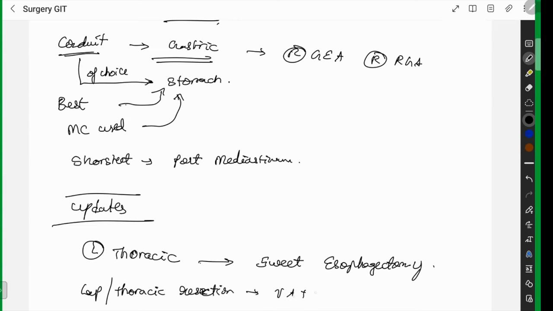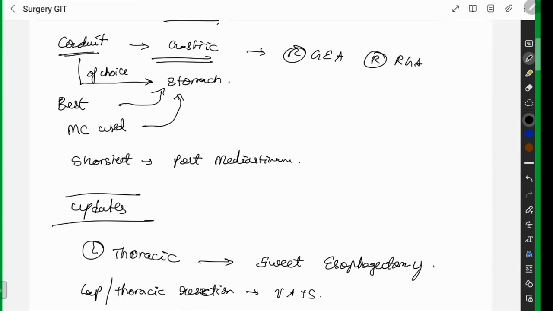Transhiatal esophagectomy is important. And apart from all these things, what you need to understand is two-field lymphadenectomy: as standard, you are going to remove the lymph nodes also. Three-field lymphadenectomy is two-field plus cervical. Minimum 15 lymph nodes have to be removed.